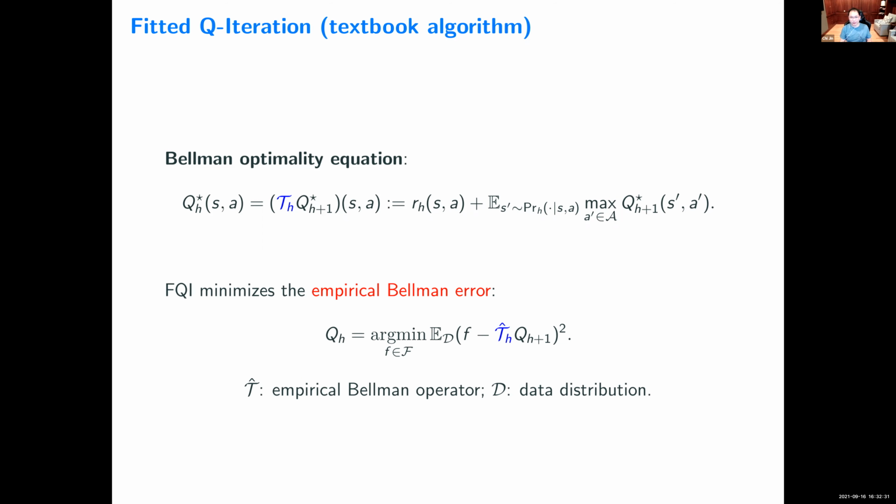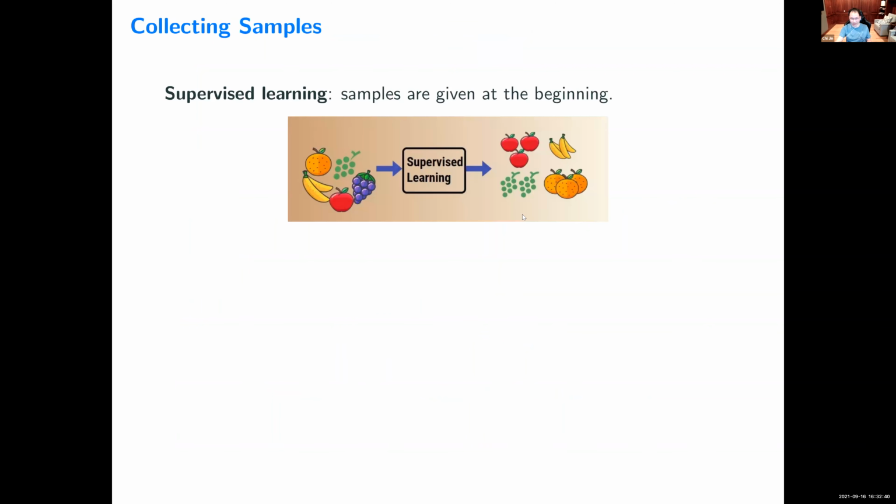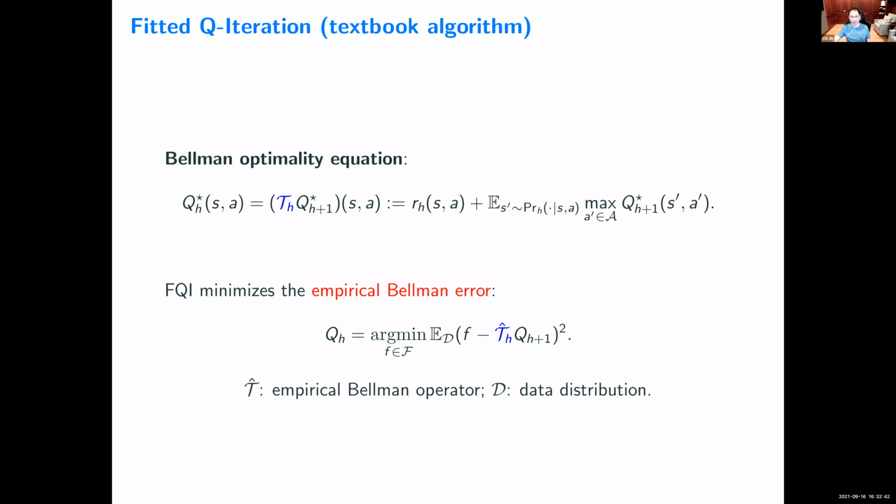To use the Bellman optimality equation, we assume we need to know the transition, and we also need to deal with all the state-actions. But in practice, clearly we don't know the transition. We only have the sample version of that. So a surrogate is to directly minimize the empirical Bellman error, which is exactly what fitted Q iteration is doing.